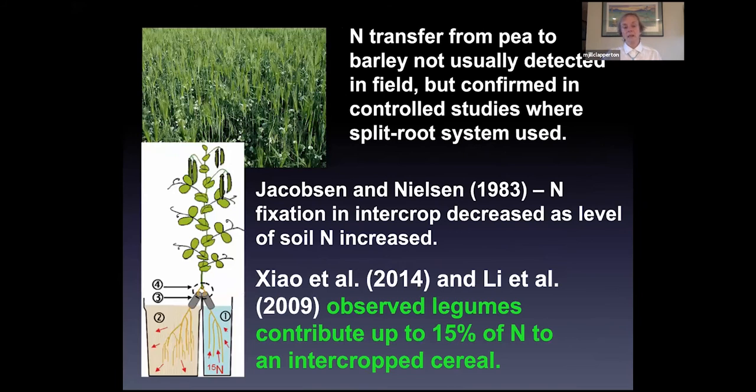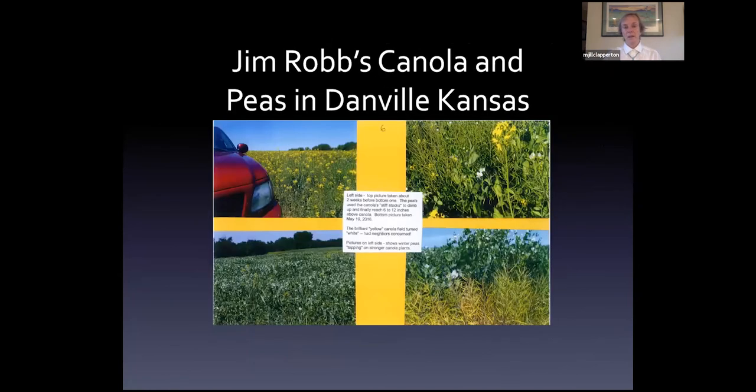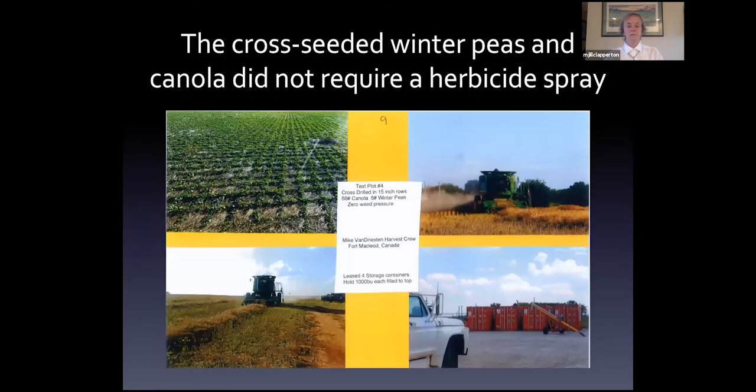And it's the same thing. We've seen it in wheat, we've seen it in barley, we've seen it in oats. This is Jim Robb's farm in Danville, Kansas, and he's growing canola and peas together, or piola, and no herbicides. He grew them in cross rows. It was kind of interesting. He said actually he thought it was easier to harvest that way. But there are a lot of people, this is another one where not exactly a no-brainer, but not a hard one either.